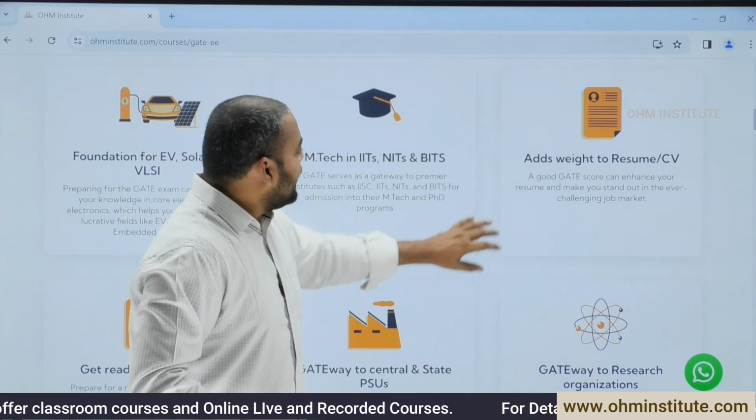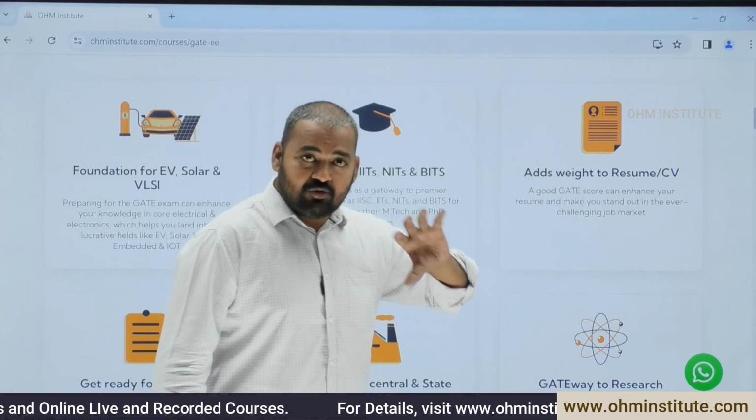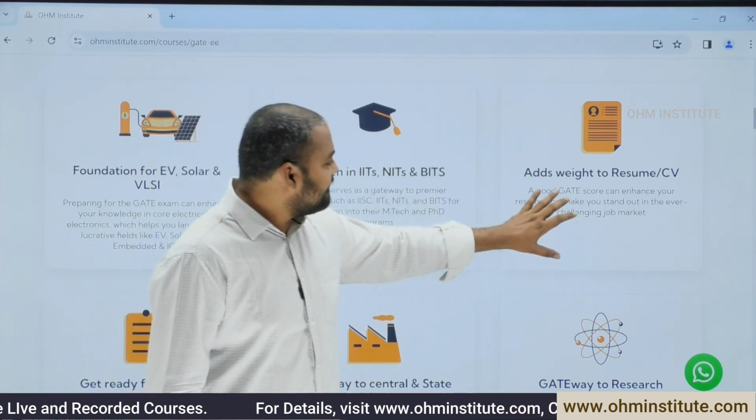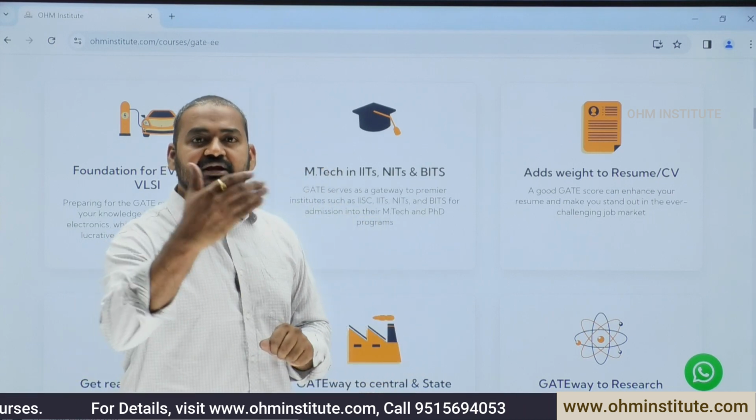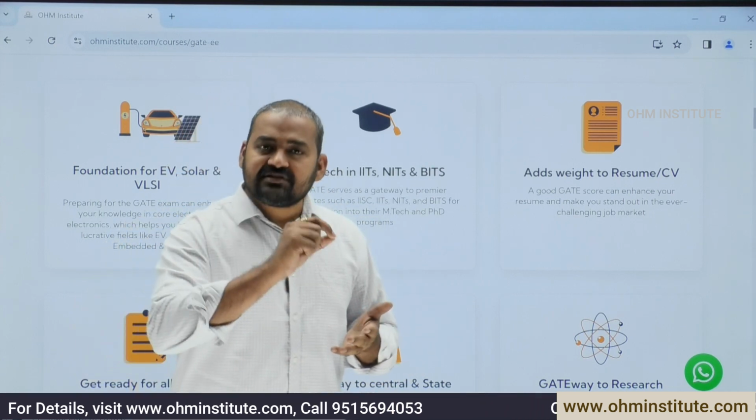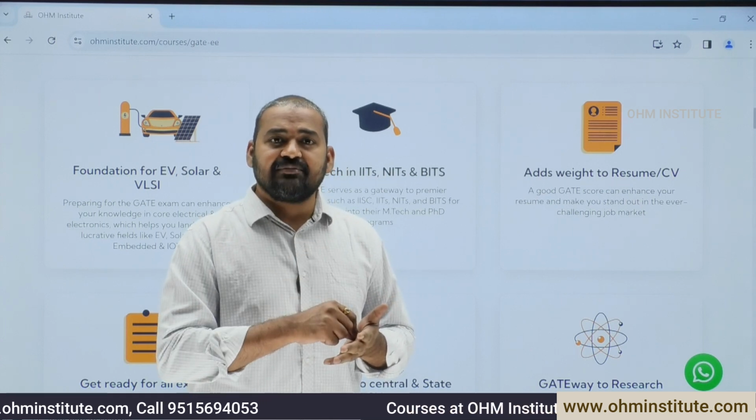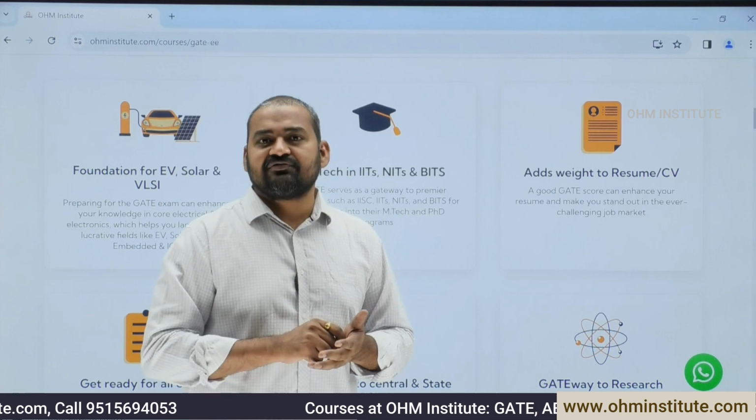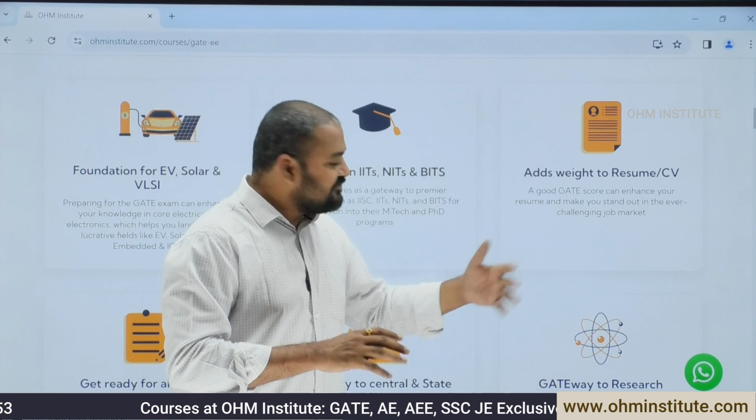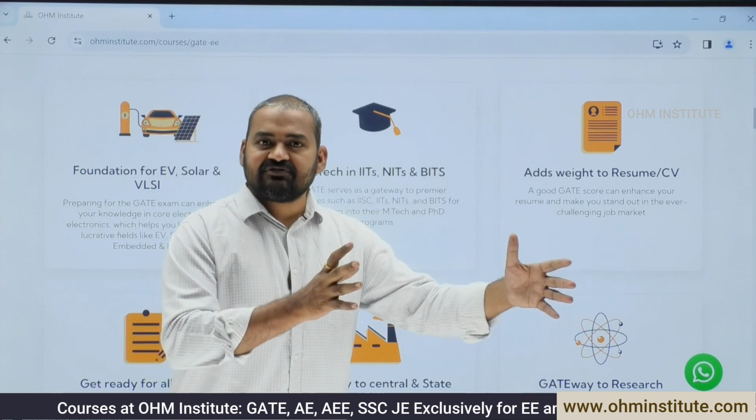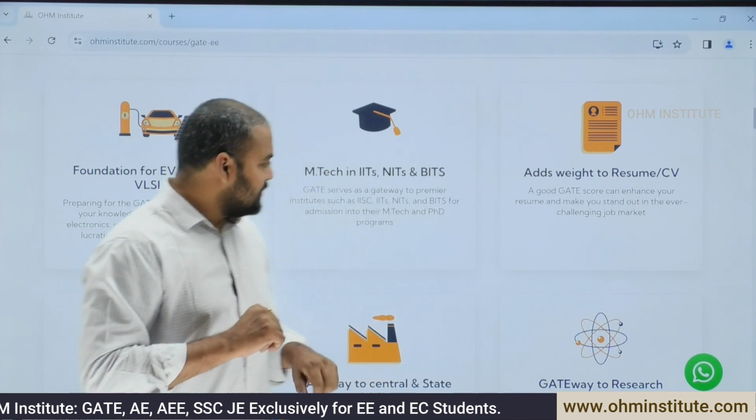And the other point is that preparing for the GATE examination or qualifying in it will add a lot of weight to your resume. When you go to any company for interviews, you can add that point, I'm a qualified student of the GATE examination, because GATE is the only examination that tests the knowledge of a student in the core engineering domain. So if you have a qualification from the GATE examination, that will add a lot of weight to your resume. That's what I mentioned there.